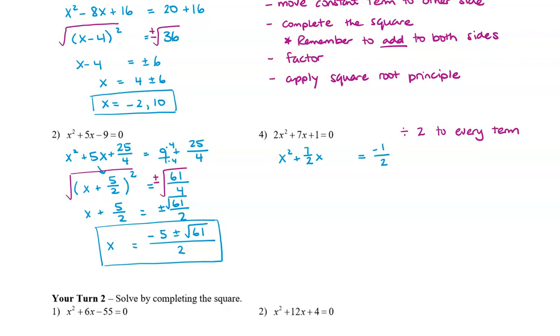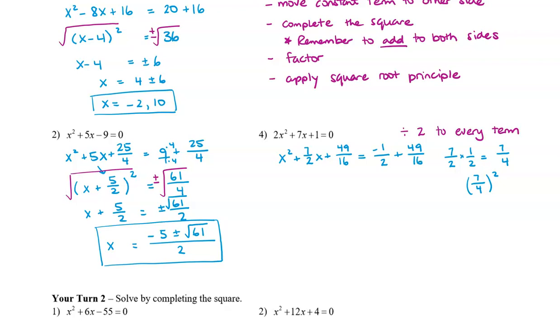So I'll write this on the outside in case you're not sure how this works. So this will be 7 over 2, and when we divide by 2, that's the same as multiplying by a half. So we're going to times by half, and we get 7 over 4. And afterwards, we're going to take the 7 over 4, and we have to square it. So the number that we're going to add is going to be 49, and then 4 squared is 16. So we're going to add 49 over 16 to both sides.